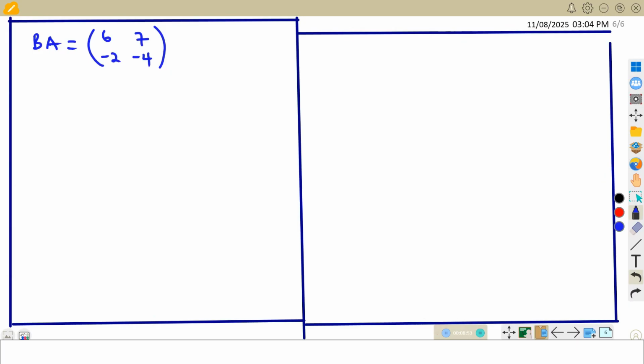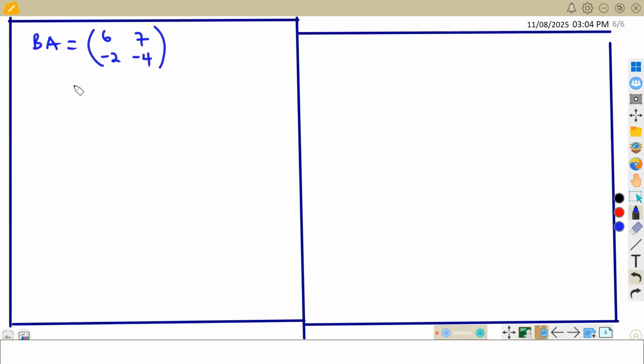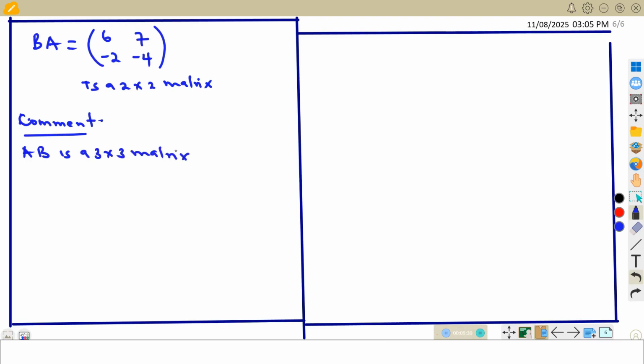Next we need to comment on our results. We have got BA, we have got AB. This AB is a 3 by 3 matrix, while we have seen that BA is a 2 by 2 matrix. So let us give the general comment, what will be the required comment there.